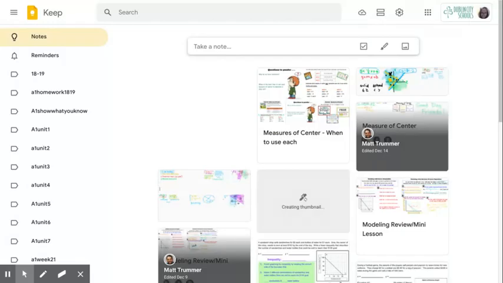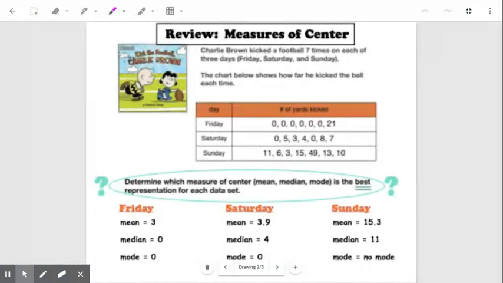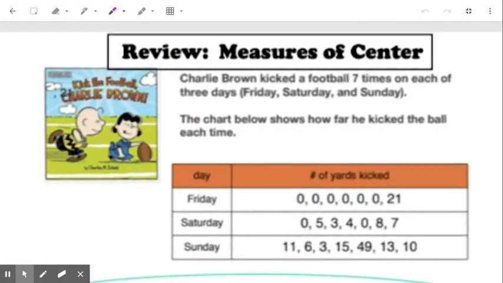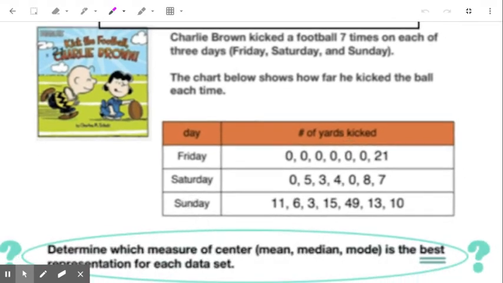The next thing I want to do is talk about this example. It says Charlie Brown kicked a football 7 times on each of 3 days: Friday, Saturday, and Sunday. The chart below shows how far he kicked the ball each time. You can see on Friday, he kicked a lot of zeros, which probably means that Lucy picked up the football all the time, except for the last one. She let him kick it, and he kicked it 21 yards.